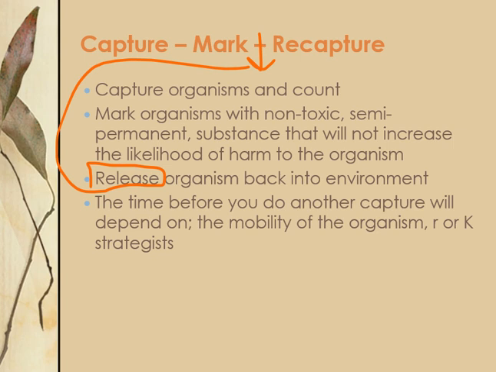Once you've given it enough time to mix and disperse, you then recapture the organisms. Now you have to check the animals which have been captured on both occasions, which have been marked already, and the organisms that haven't been marked, which you just caught for the first time. So there can be both types of organisms, marked and unmarked. Keep that in mind when you're doing this experiment.